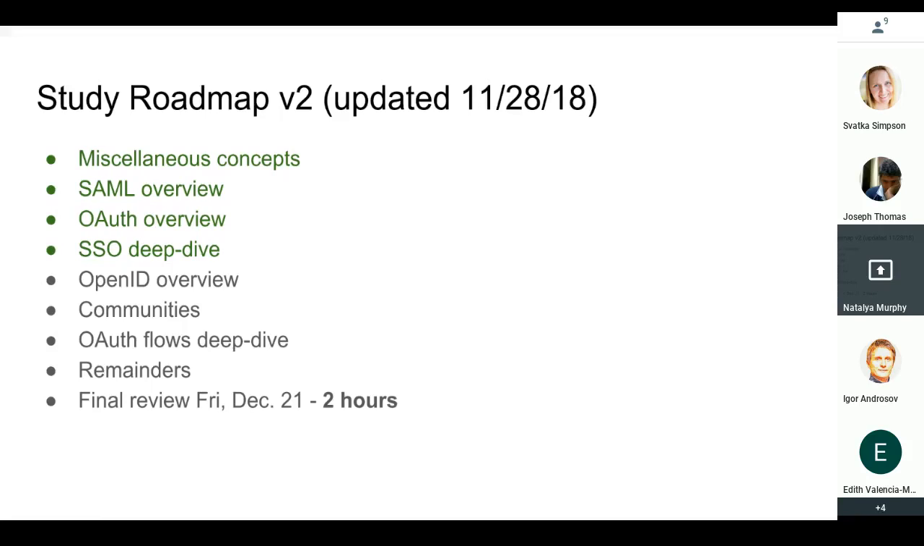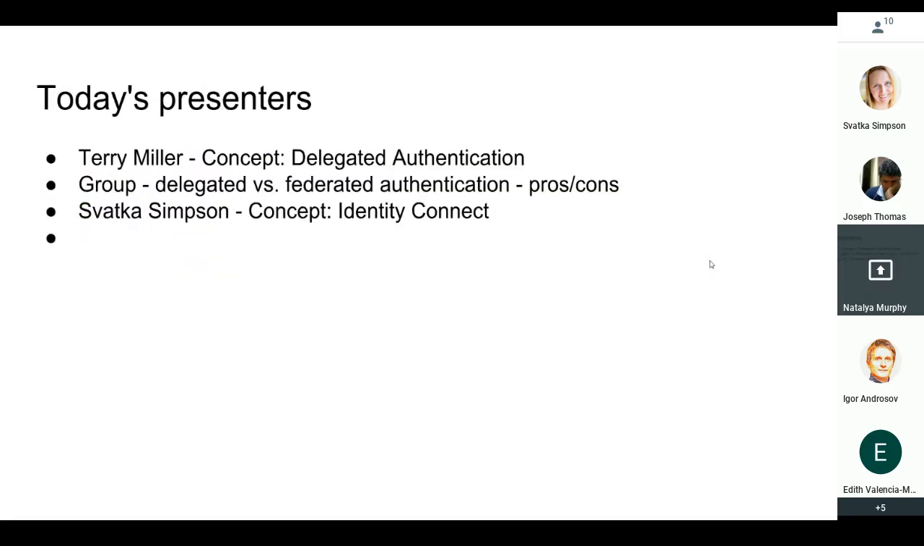Okay, here's our updated study roadmap. We are in the middle of our SSO deep dive. For this session and 3 sessions after that, we'll be doing SSO, OpenID, and communities. And then next Wednesday, we're going to start deep diving into OAuth, and that'll be lots of fun. We're going to spend 3 sessions just on OAuth flows to make sure everybody gets to know them and love them. So with that, where are we today?